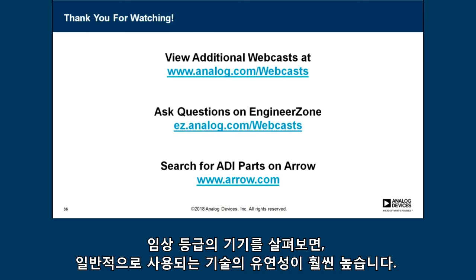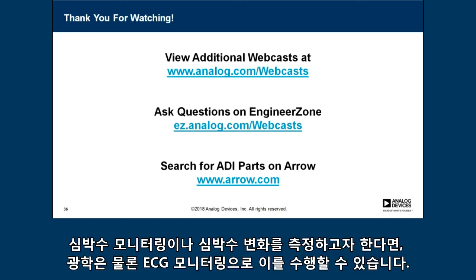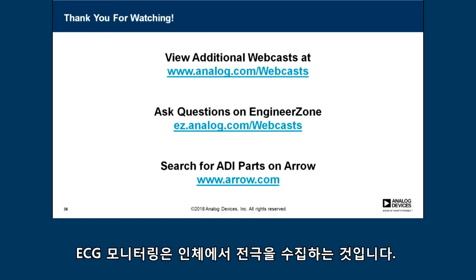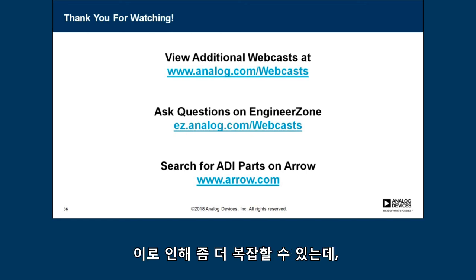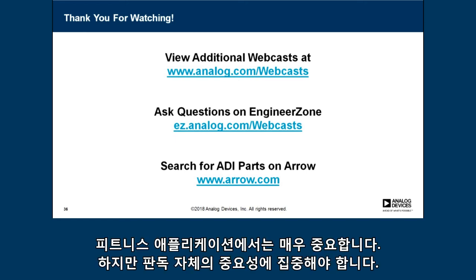flexibility on what technology you're using. Assuming that you want to measure heart rate or heart rate variability, you can do this by optical, but also by ECG monitoring. And ECG monitoring means that you can connect electrodes to the body. And with that, you look a little bit less at the comfort, which is very important in a fitness application, but you look more at the accuracy of the reading itself.